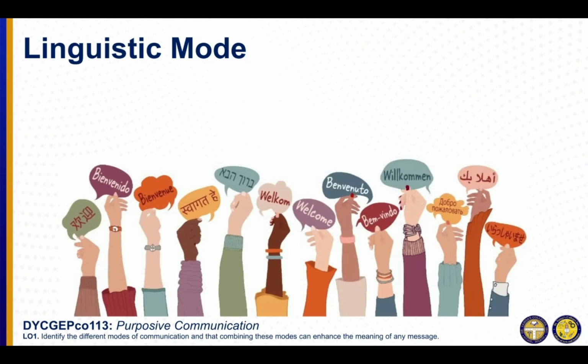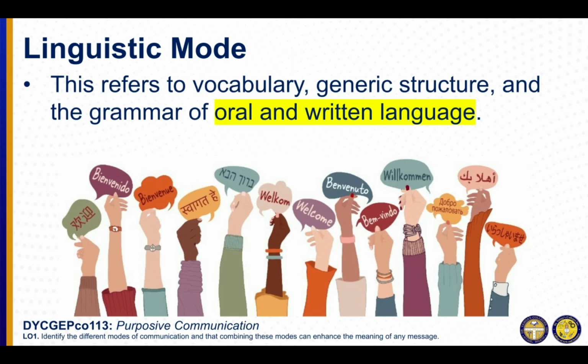Now, let's focus on the linguistic mode. From the root word lingo or language, the linguistic mode refers to vocabulary, generic structure, and the grammar of oral and written language, meaning the linguistic mode is when you use language to convey a message. If you want to say something, and you use language, be it spoken or written, automatically you're using the linguistic mode.